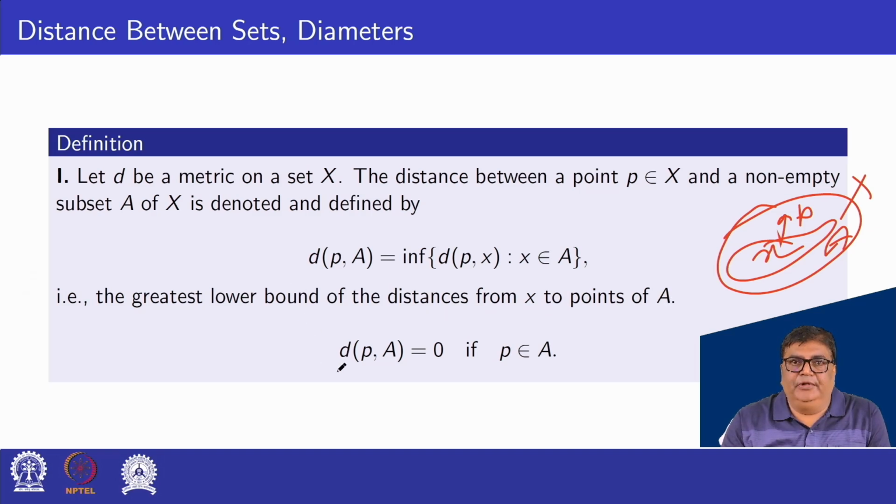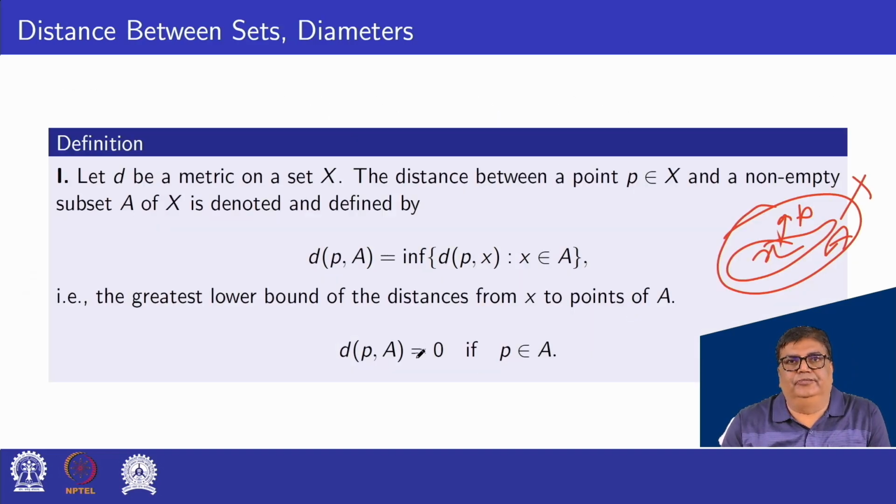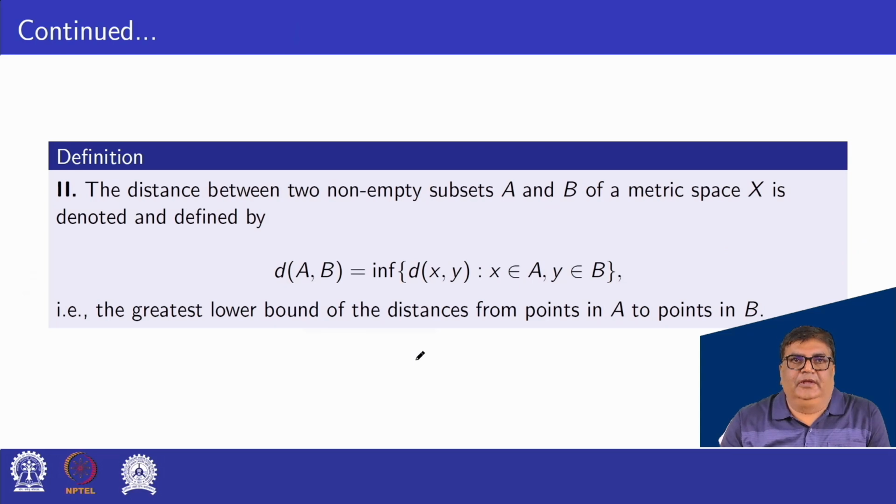If p lies in A, then d(p,A) is equal to 0. If p is in subset A, then d(p,x) is equal to 0. Second definition: distance between two non-empty subsets A and B of metric space X.